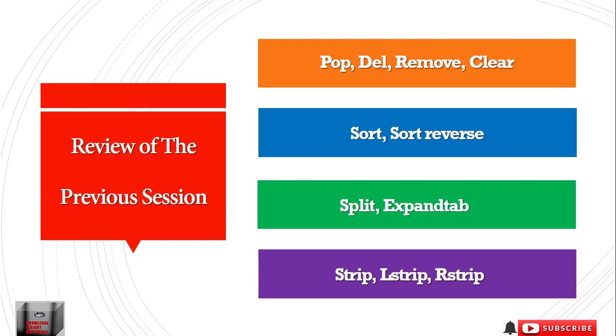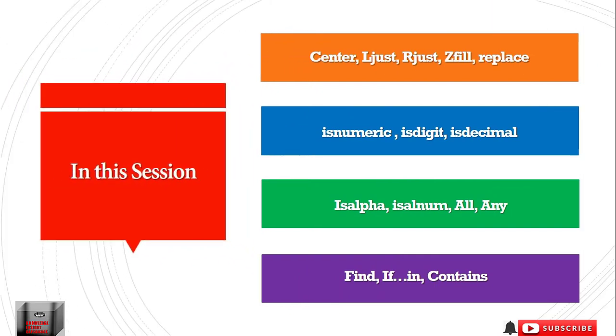Hi guys! In the previous session, we continued with methods which can be very helpful to remove, sort, split, and strip the string in Python. In this session, we are going to learn methods which help us to set strings and check whether they are numeric, alphabet, or both. We will also get familiar with all, any, find, replace, if in, and contain.